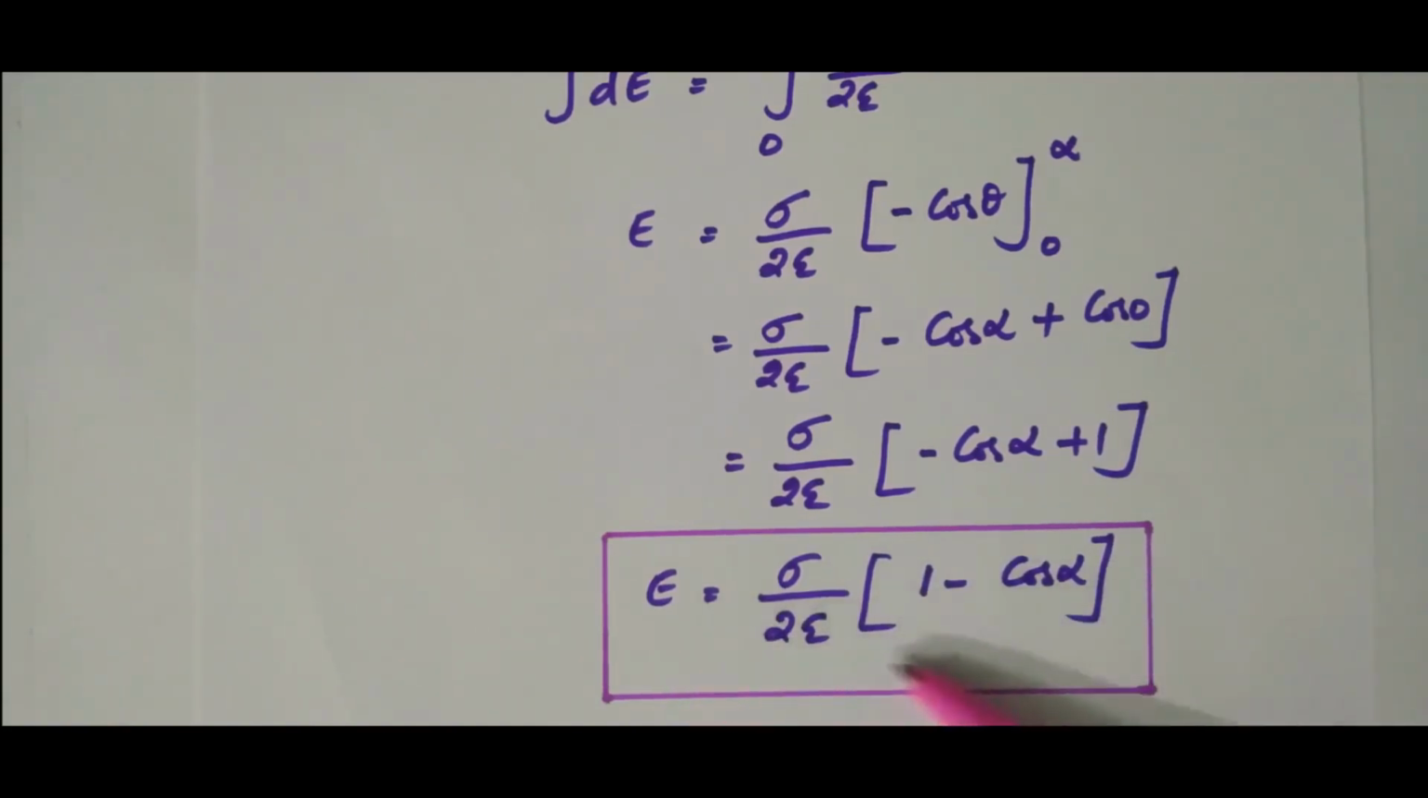So this is the final expression for electric field intensity due to a charged disk: sigma divided by 2 epsilon into 1 minus cos alpha. Next we'll see the electric field intensity due to a charged ring. We'll see that.